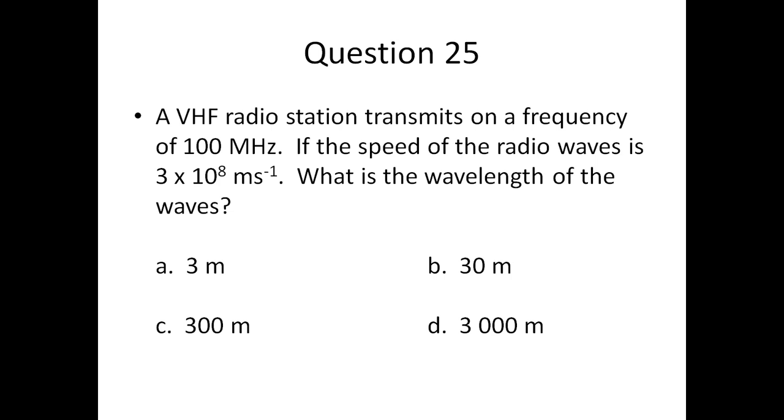Question 25. The VHF radio station transmits on a frequency of 100 megahertz. If the speed of the radio waves is 3 × 10⁸ meters per second, what is the wavelength of the waves? A, 3 meters, B, 30 meters, C, 300 meters, D, 3,000 meters.